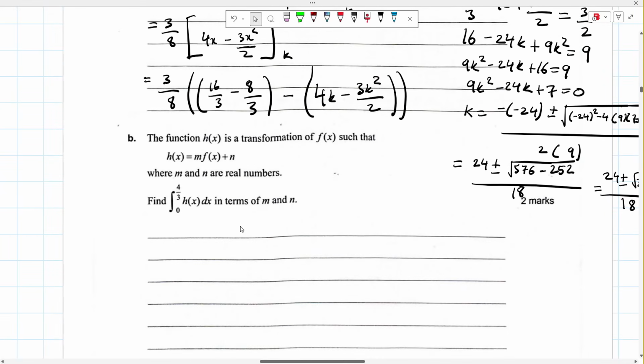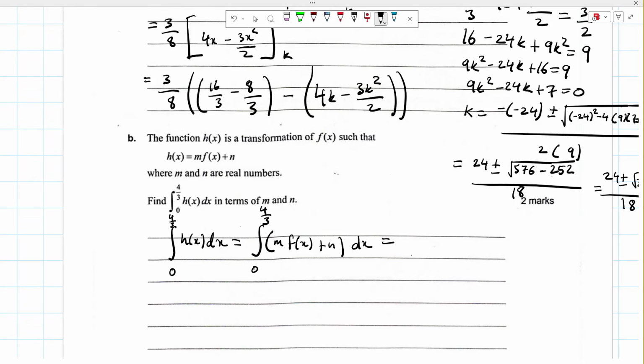Okay, the function h of x is a transformation of f of x such that h of x is equal to m times f of x plus n, where m and n are real numbers. Find the integral from 0 to 4 over 3 of h of x dx in terms of m and n. Okay, so let's replace h of x with what they actually gave us.